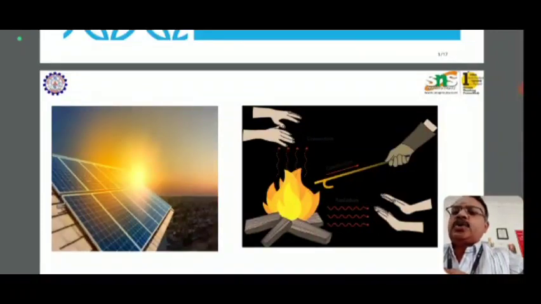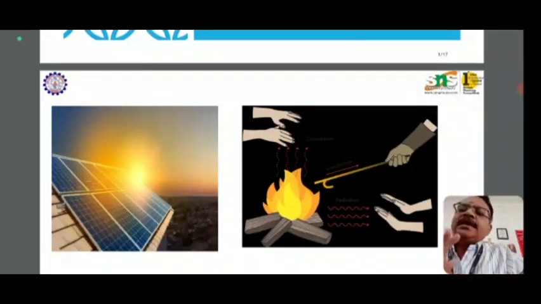The slide in this picture shows two pictures. One picture is a solar panel receiving energy from the sun. Another one is fire being burned, obtained by burning wood, and there are two persons, one receiving the heat energy from the fire by showing his hand, another one is showing a rod into the fire and receiving the heat energy. The mechanism of heat transfer in these two cases, we are going to analyze that.